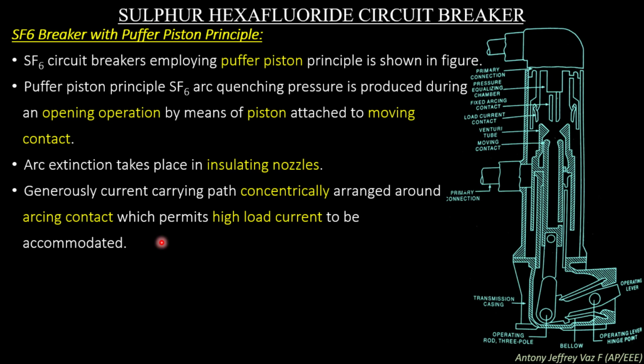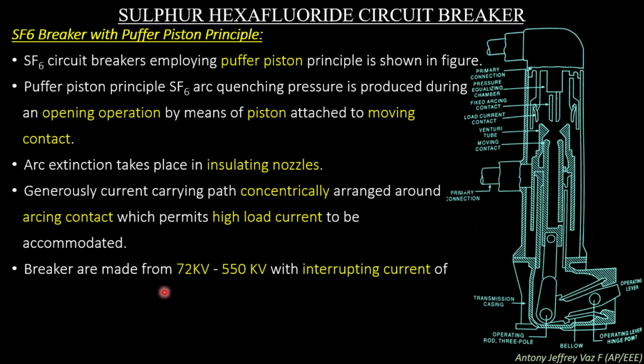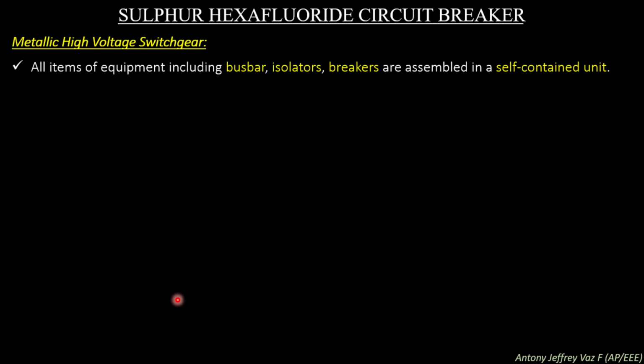So the puffer piston principle helps the SF6 circuit breaker to be operated at a very high load current. Breakers are made from 72 kilovolt to 550 kilovolt with interrupting currents of 20 kiloampere to 63 kiloamperes and a rated current of 1200 to 12,000 amperes.